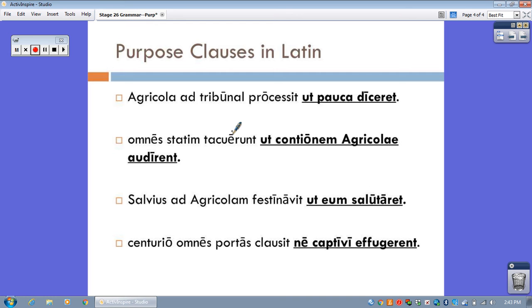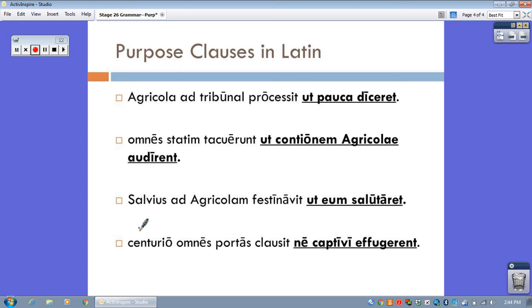Omnes statim tacuerunt ut contionem agricolae audirent. Everybody at once got quiet in order to hear the speech of Agricola, or simply to hear the speech of Agricola. Look at the third one. Savius ad agricolam festinavit ut eum salutaret. Savius hurried to Agricola in order to greet him, or to greet him. Literally, so that he might greet him.